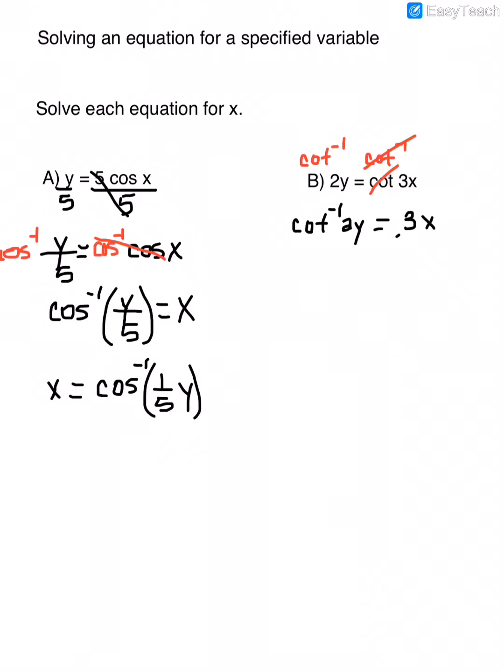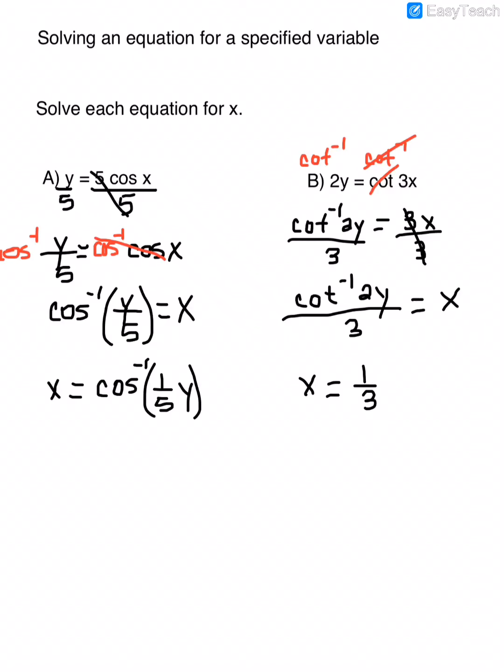Then I divide both sides of the equation by 3. So I have cotangent inverse of 2y over 3 equals x. Or I could pull that 3 out in front and have it as 1/3 times the cotangent inverse of 2y, and that would also be an acceptable way to write this.